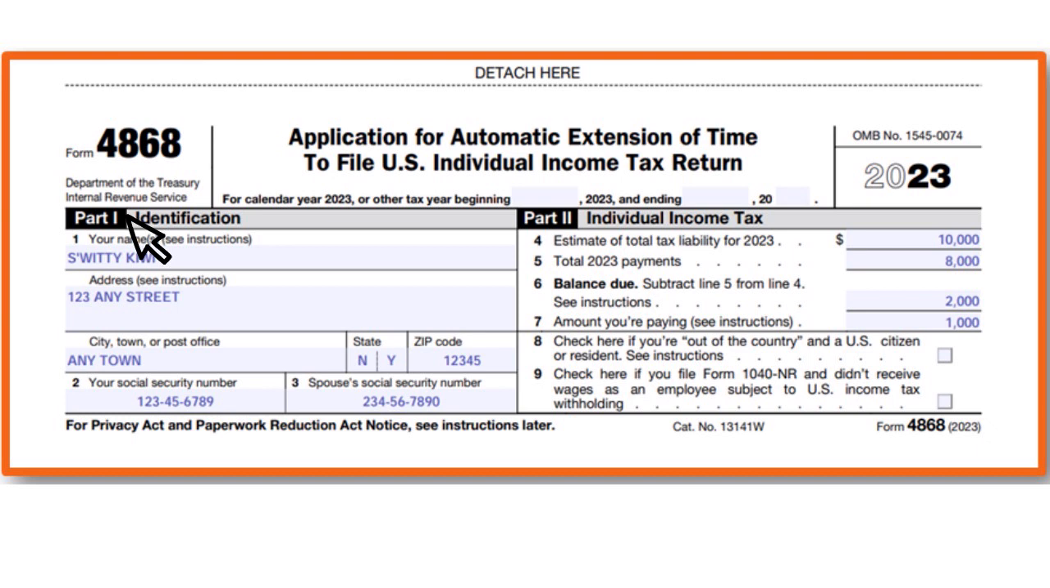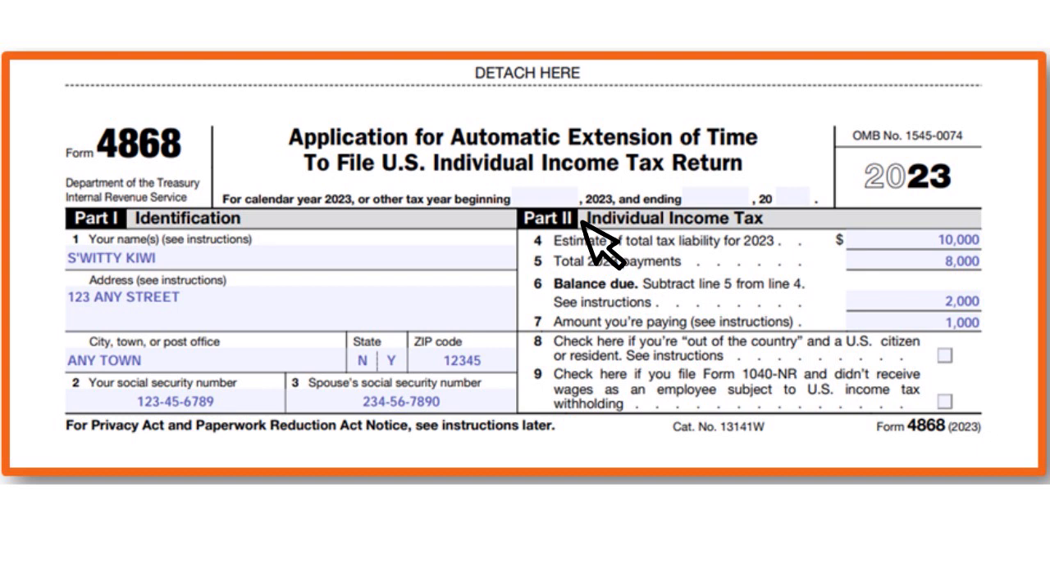Part one, pretty straightforward. In part two, you have to put the individual income tax, because the IRS just wants to make sure, before they grant you the extension, that you are sort of accurate, or let's say current, with your tax obligations. So on line 4 you put the estimate of total tax liability for this year, and how much you have made in terms of payments. So we're speaking about a delta, a balance due. On line 6, you put that. So line 6, balance due.